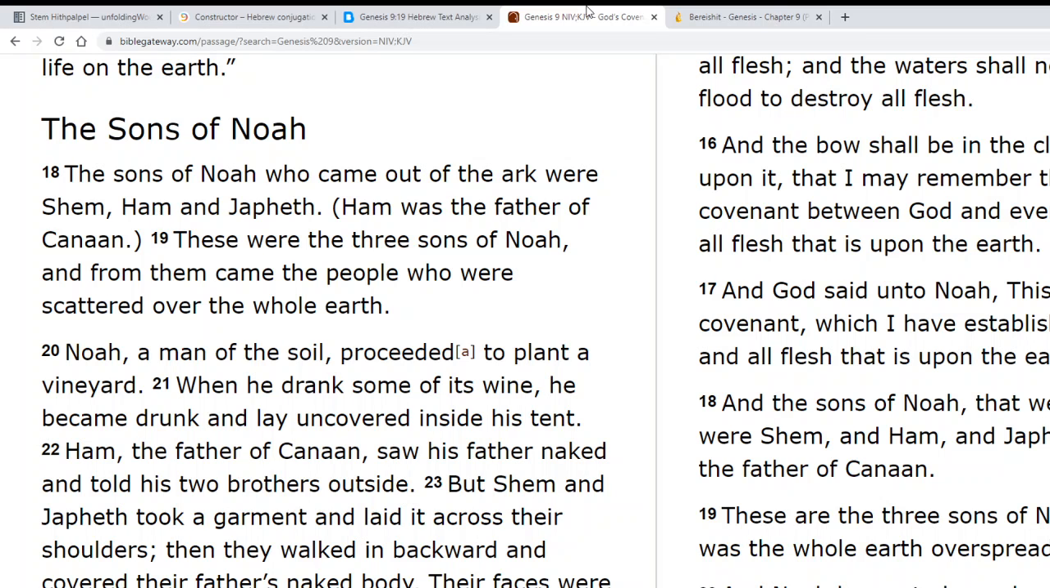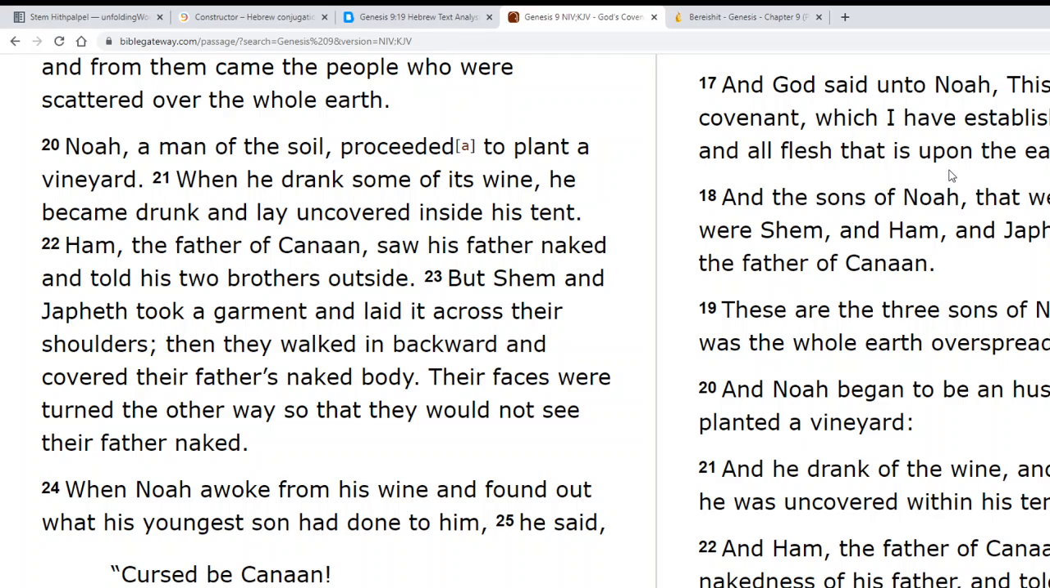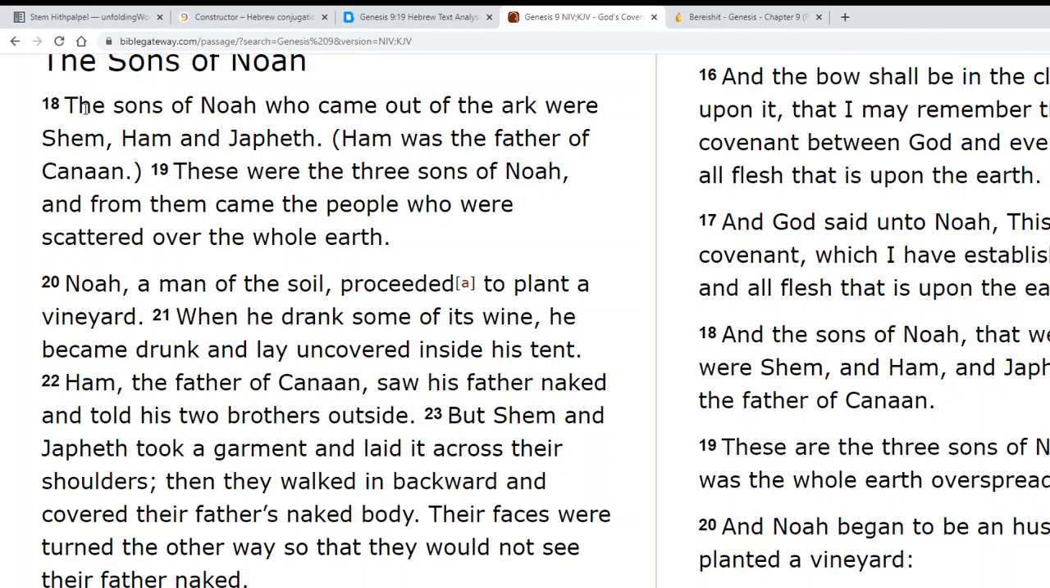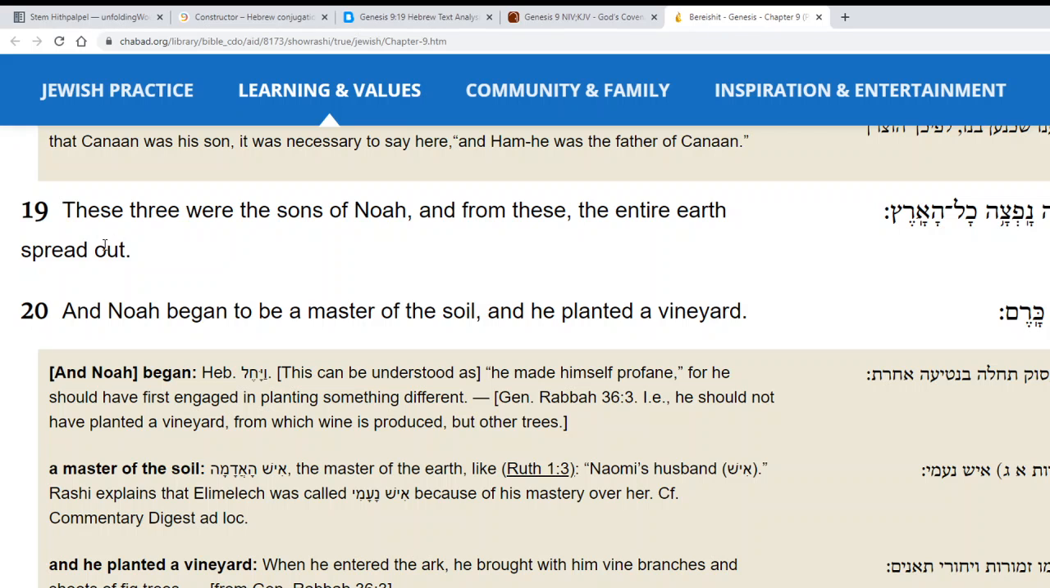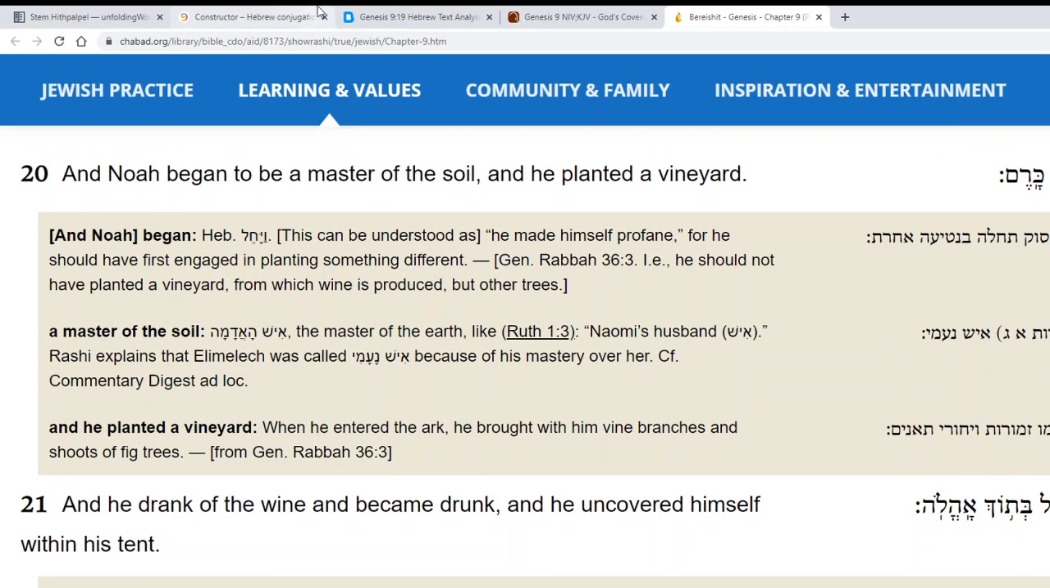Okay, verse 19. From King James: these are the three sons of Noah, and of them was the whole earth overspread. NIV: these were the three sons of Noah, and from them came the people who were scattered over the whole earth. Chabad: these three were the sons of Noah, and from these the entire earth spread out.